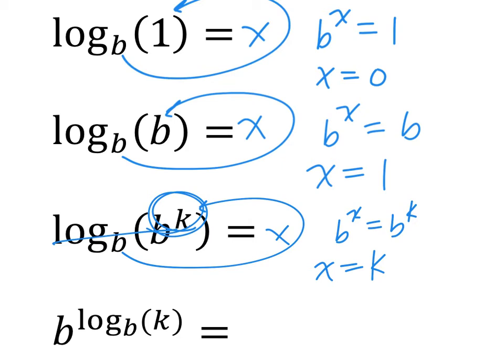Okay, so this is the shortcut. If you have a log that has the same base as the exponential base, then they just all cancel. The exponent is the answer.